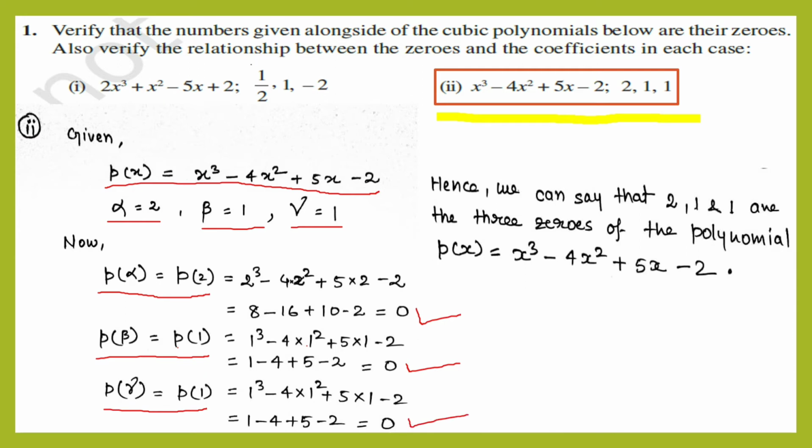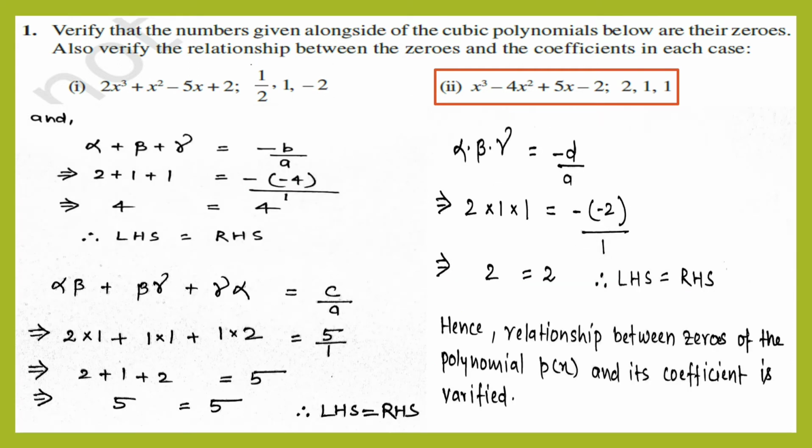Hence, we can say that 2, 1 and 1 are the 3 zeros of the given polynomial x cube minus 4x squared plus 5x minus 2. In the second part of this problem, we have to verify the 3 relationships between zeros and the coefficients for this given cubic polynomial. The first relationship is alpha plus beta plus gamma equal to minus b by a.